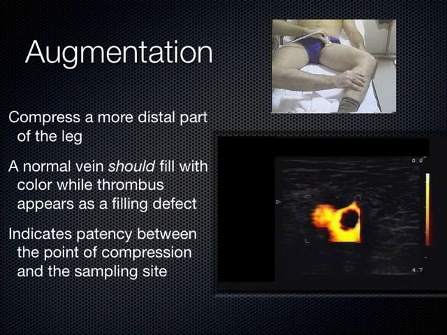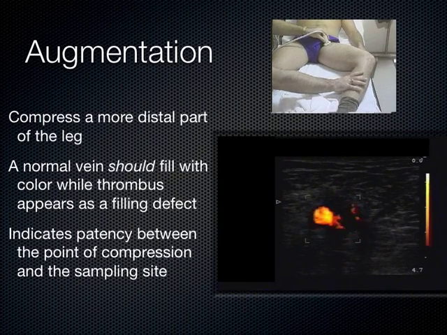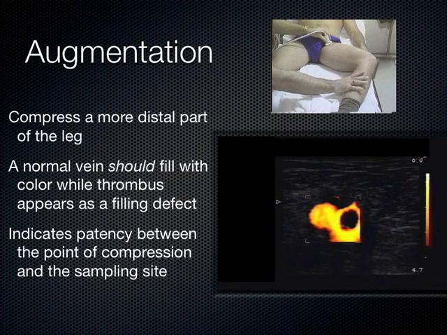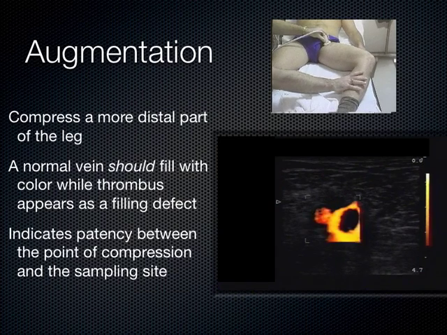There's a color technique called augmentation. Augmentation is where you put the probe up in the groin, and you're looking at the femoral region. You put on color, and then you squeeze the calf, and you should see flow fill the vein, assuming that there's patency between the calf and the femoral area. If the veins are patent, you should see flow light up in there. And for years, people got really into this augmentation. However, it has largely fallen out of favor because it doesn't have good test characteristics to diagnose a DVT or not. And so you can't rely on augmentation.